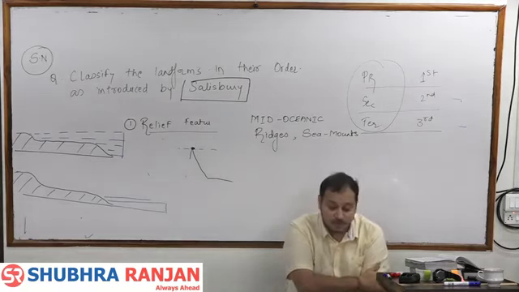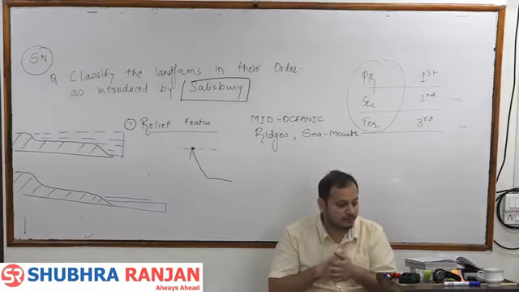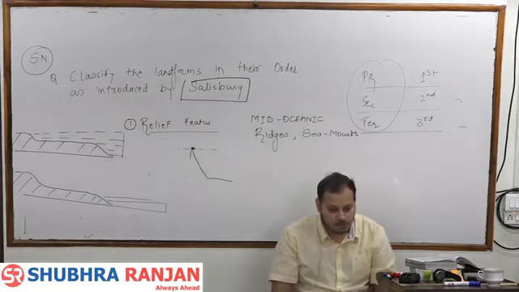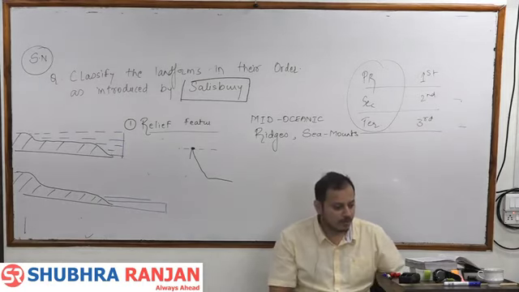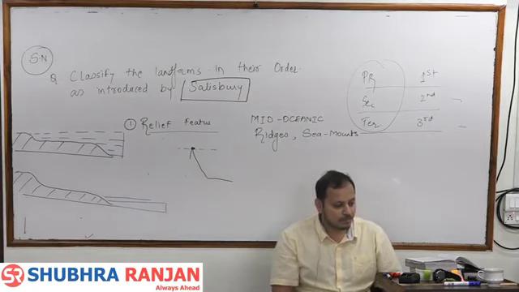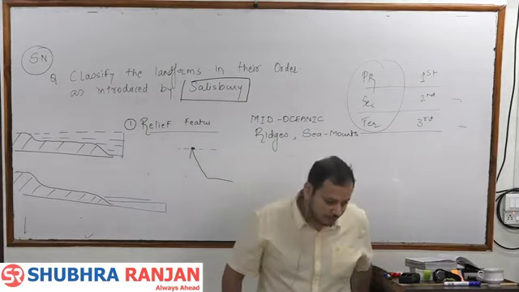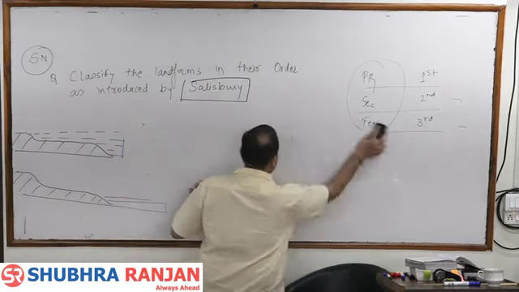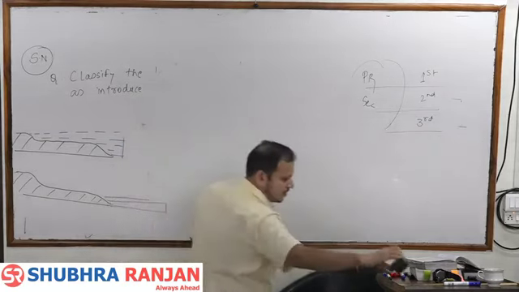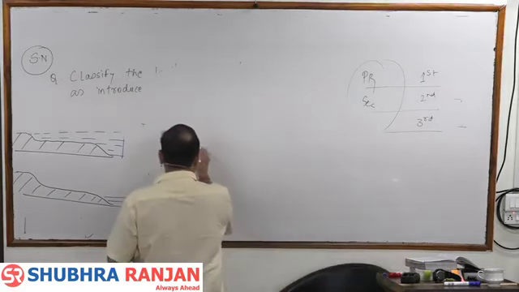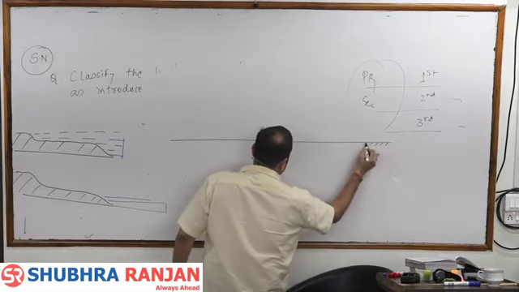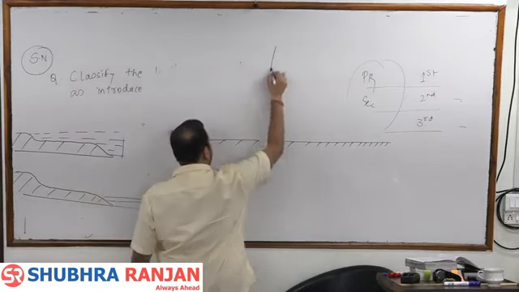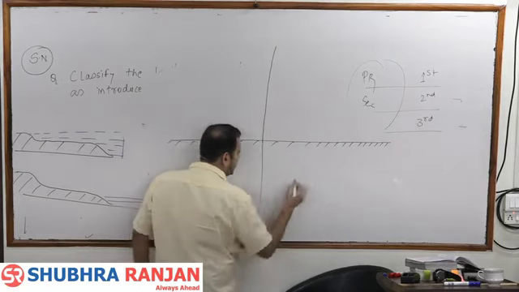The endogenetic, the second order relief features, are mainly formed due to endogenetic forces, especially diastrophism, means extremely slow forces, especially diastrophism and volcanic activities.